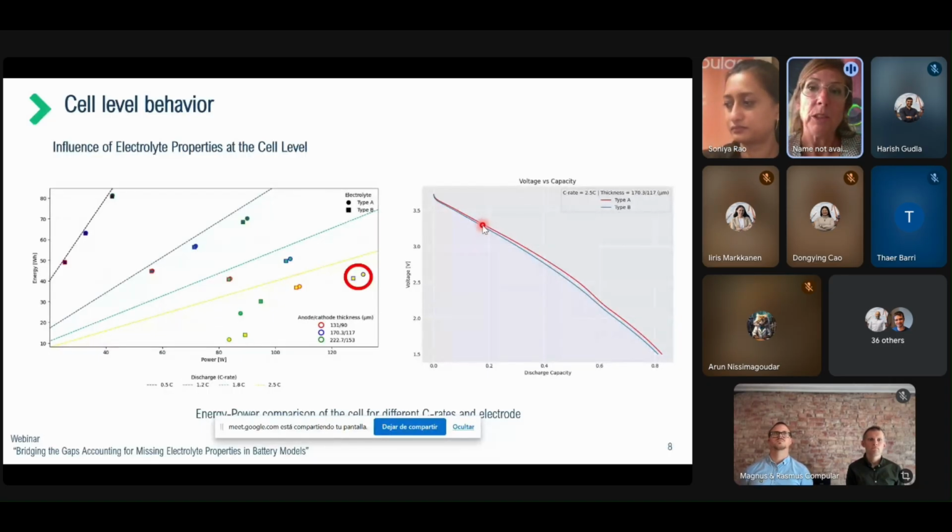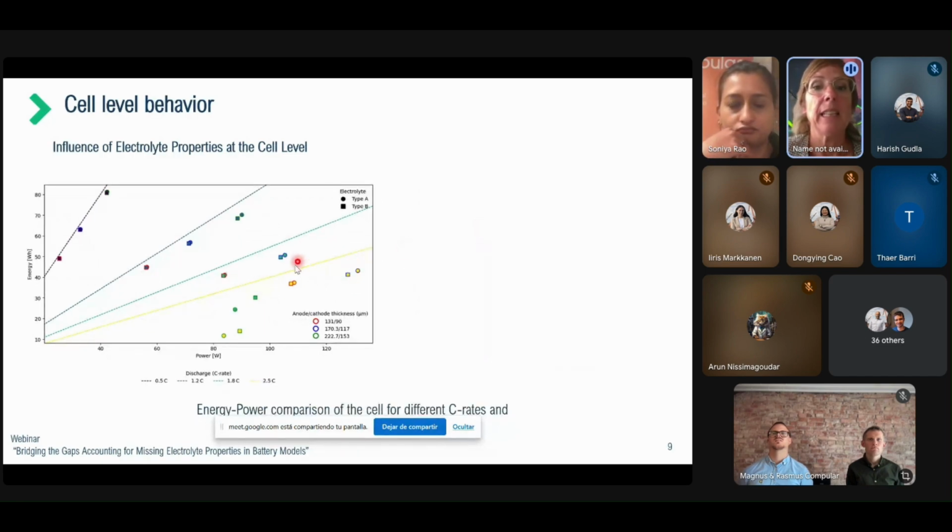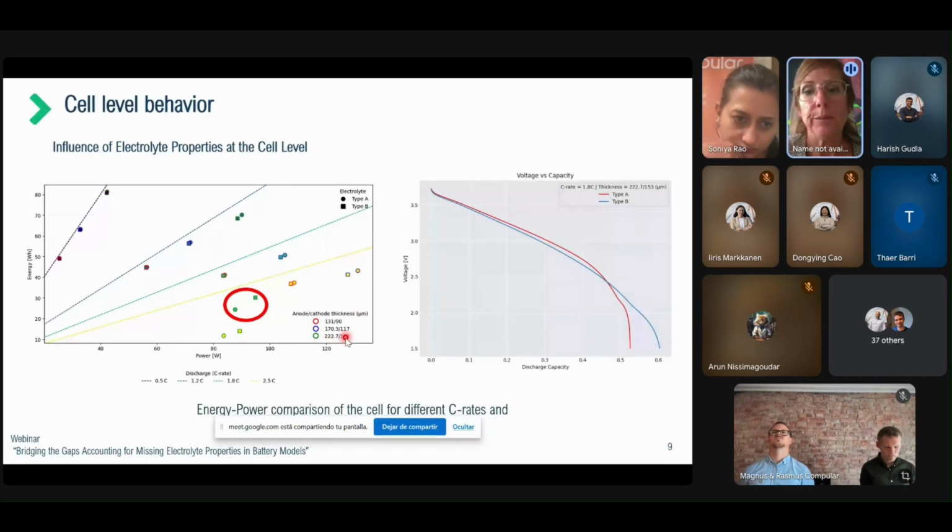And the other example I wanted to emphasize is that in this case, we are focusing on the high thickness or high loading electrodes. Obviously, the difference between the square and the circle is much bigger if we compare to the previous one. And this is because in the high loading electrodes, you might have much more transport limitation. And here, if we see directly the voltage profiles, the difference is quite obvious.